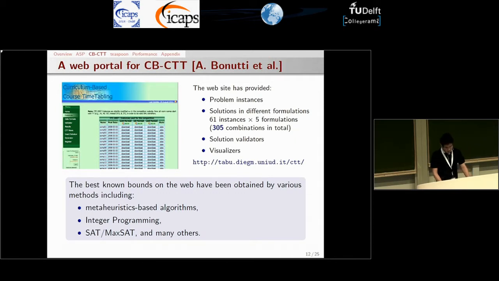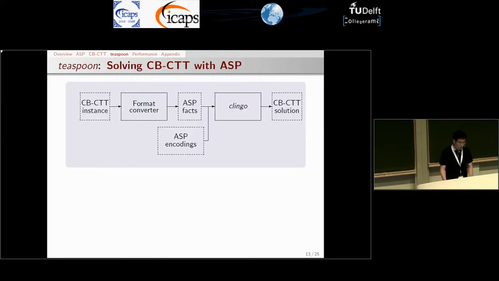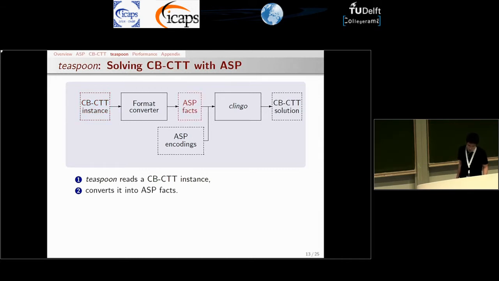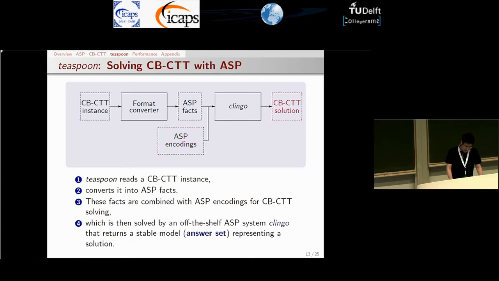Okay, that's all for the explanation of CB-CTT. Then next, we would like to explain what teaspoon is. This is a framework for solving CB-CTT with ASP. At first, teaspoon reads CB-CTT instances and converts them into ASP facts. Afterwards, these facts are combined with an ASP encoding for CB-CTT solving. Finally, it is solved by an off-the-shelf ASP system, clingo, that returns a stable model, an answer set representing a solution.